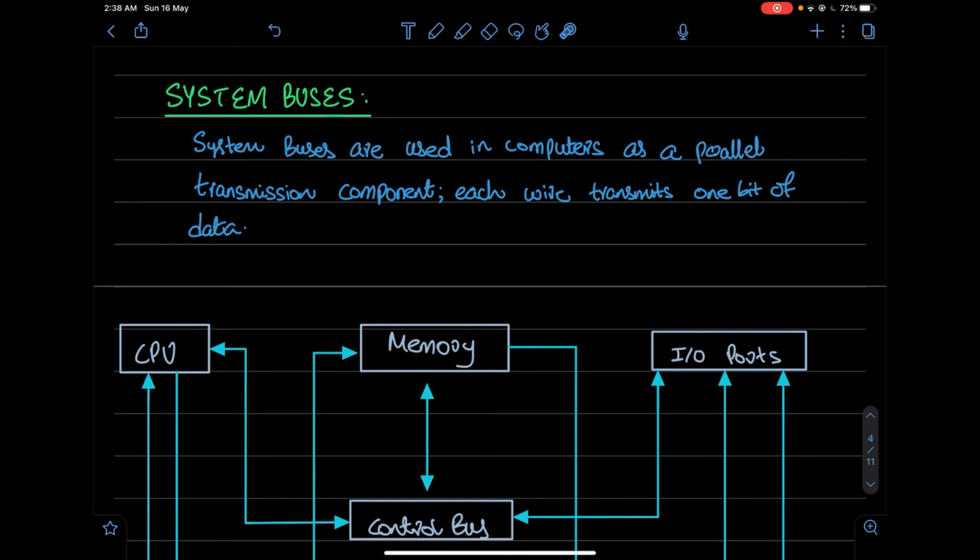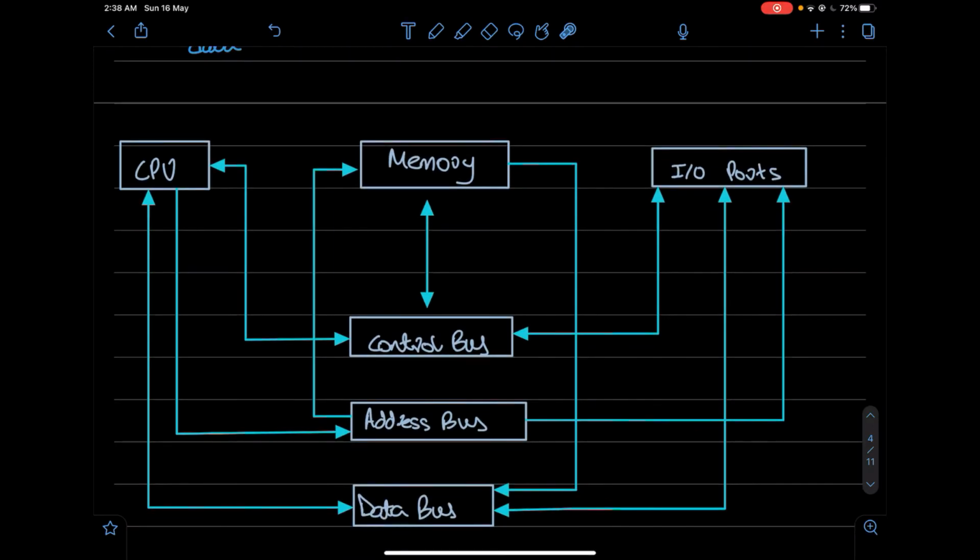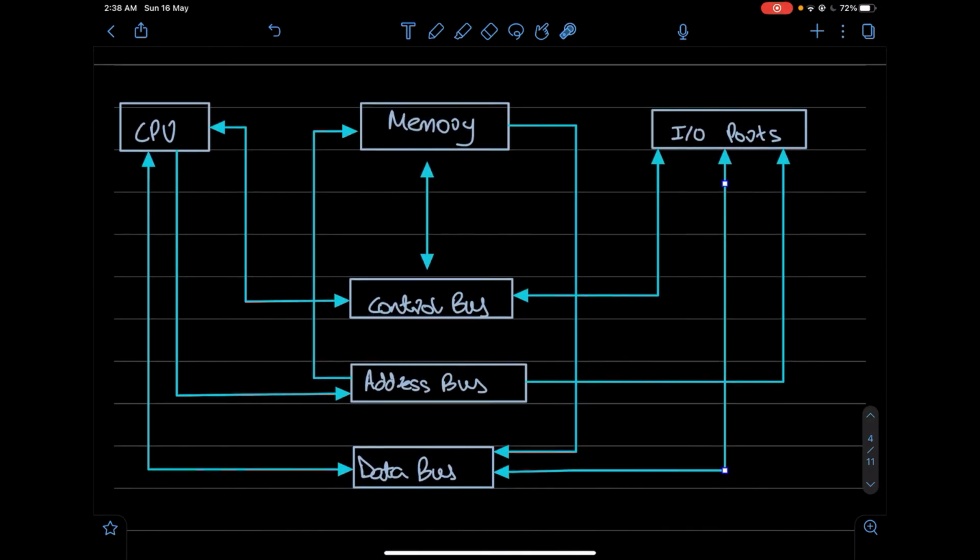To learn more about what a parallel transmission component is, you need to study in depth in chapter 2, networking, and each wire transmits one bit of data. So now we can see this model, right? We have our control bus, our address bus, our data bus, CPU, memory, and IO ports. As we can look here, this is a two-way transmission, this is one-way, this is one way, and this is one way, right?